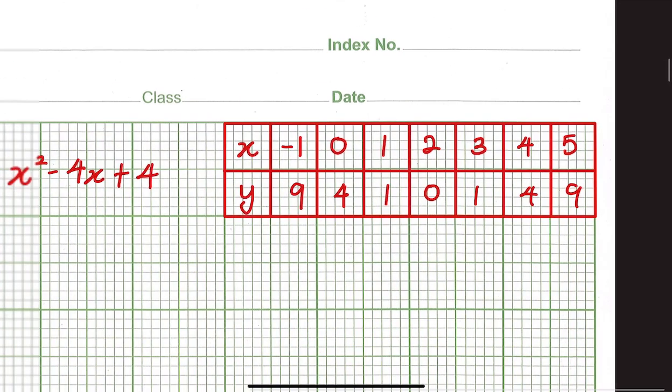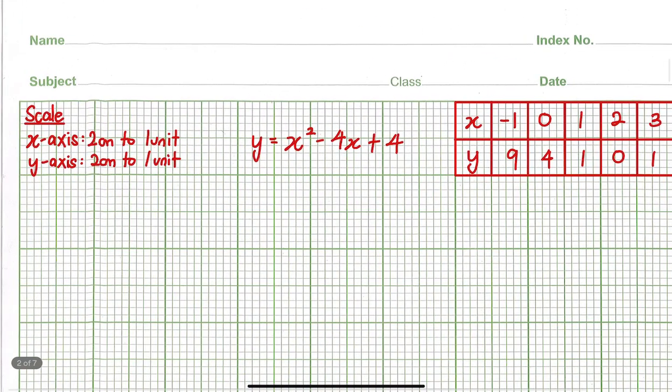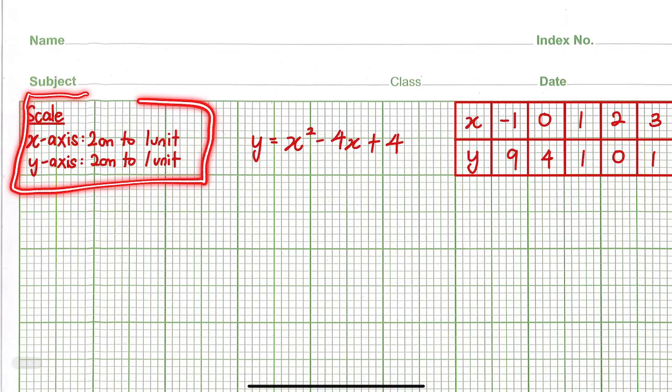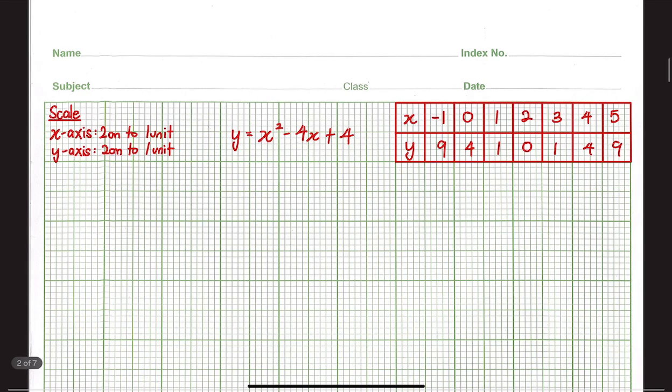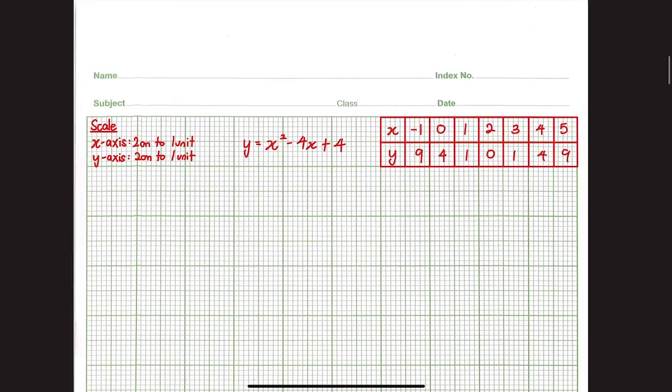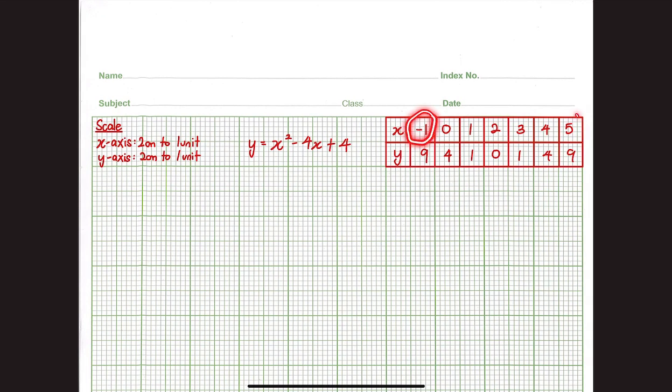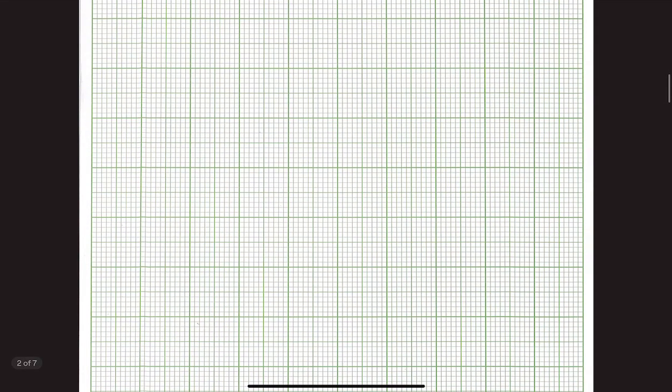Then, as good practice, I would usually write the scale of this graph and the y equation, the equation of the quadratic graph. Once I've done that, I want to plot the graph. I'll draw the x-axis first. The x-axis is from negative 1 to 5. Notice that the y value is from the smallest number, 0, all the way to 9. So how will I draw my axes?